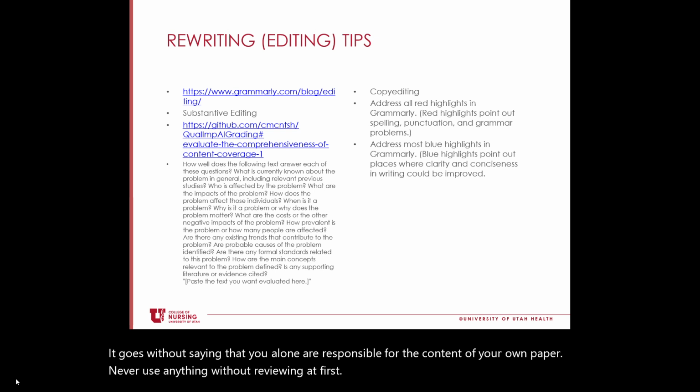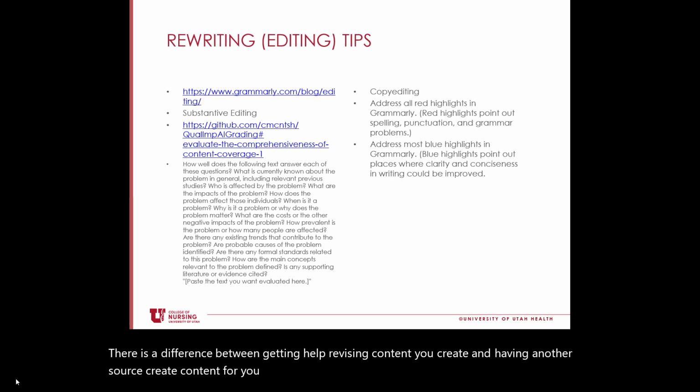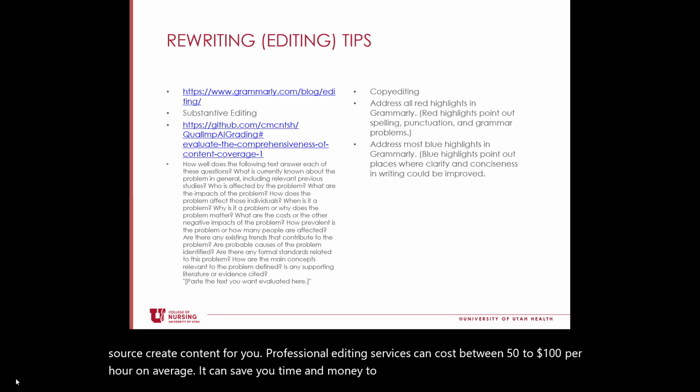There is a difference between getting help revising content you create and having another source create content for you. Professional editing services can cost between $50 to $100 per hour on average. It can save you time and money to use appropriate tools available to you.